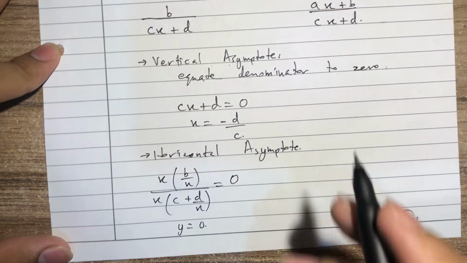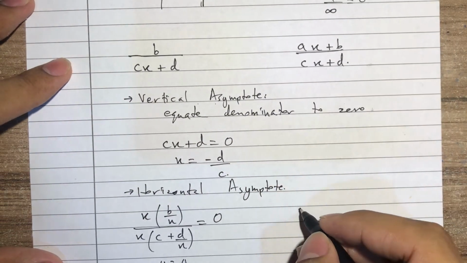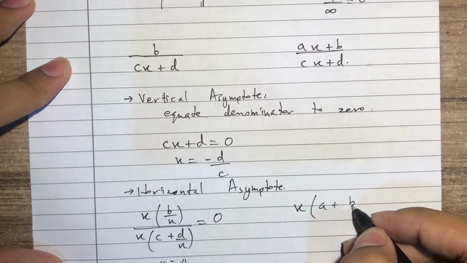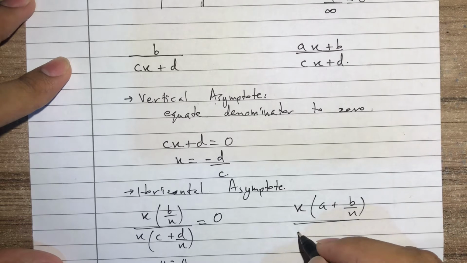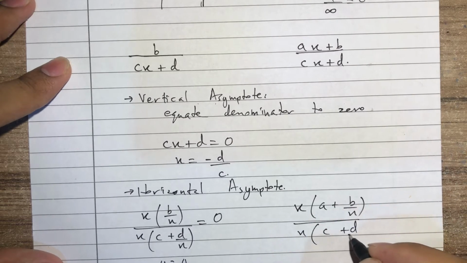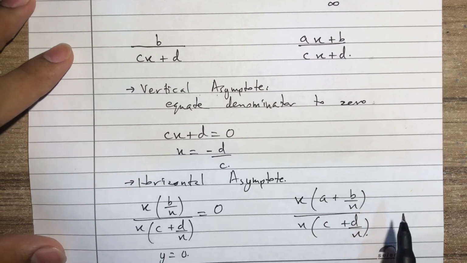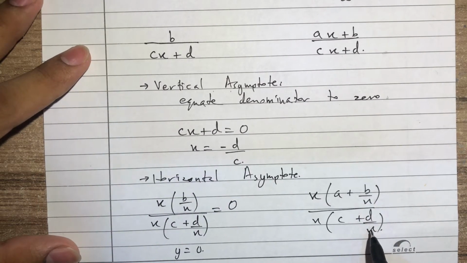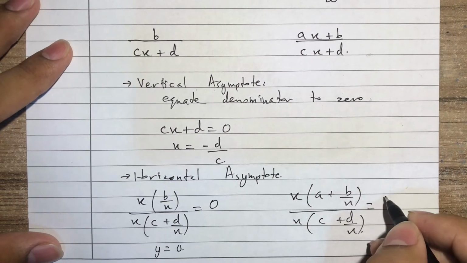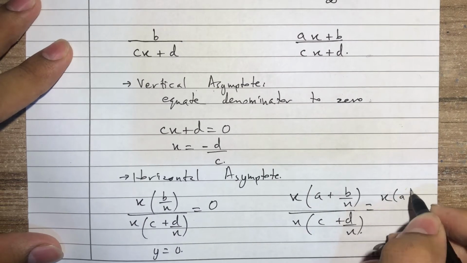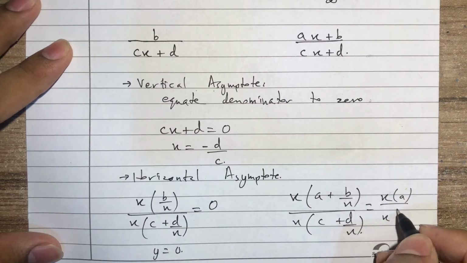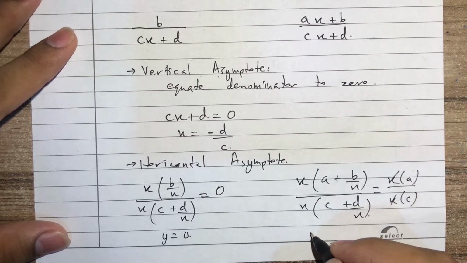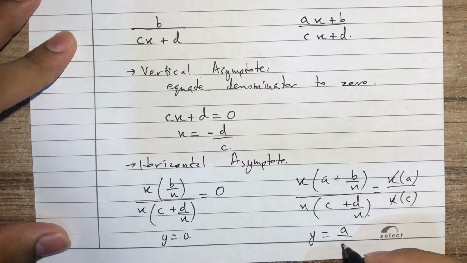For the second case, again taking the highest power term common, that is x, so x times a plus b upon x over x times c plus d upon x. Now when x is very large, b upon x is 0, d upon x is 0, right? So this is x times a, upon x times c. So x and x get cancelled. So the horizontal asymptote is a upon c.